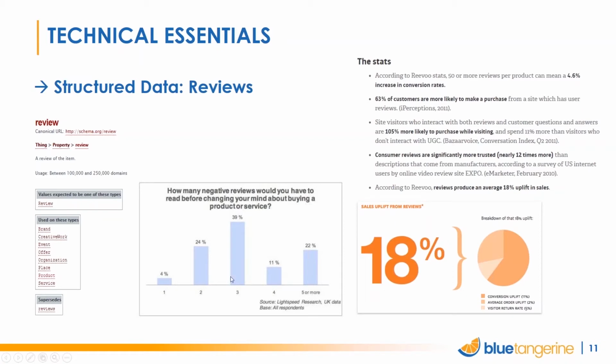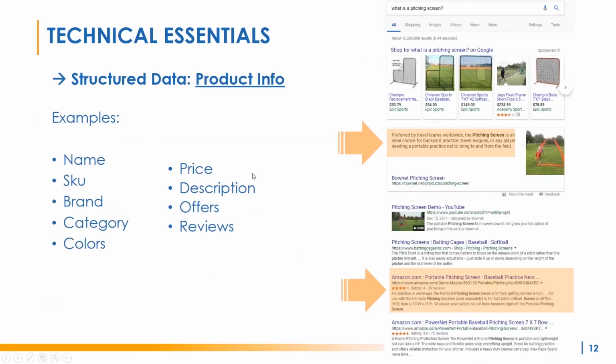Here's the schema that goes behind the scenes on the page to bring these reviews forward on a search results page. Product info, and there's lots of different types of products. In this case, I'm using a softball hitting net, but you can see when you mark stuff up, you can get what Google calls a knowledge graph, and basically that knowledge graph is an extra description of what this particular product is. And then in this case, Bonet comes up.